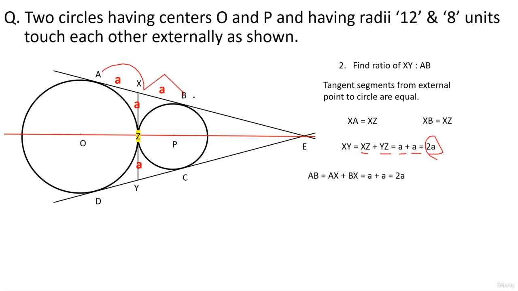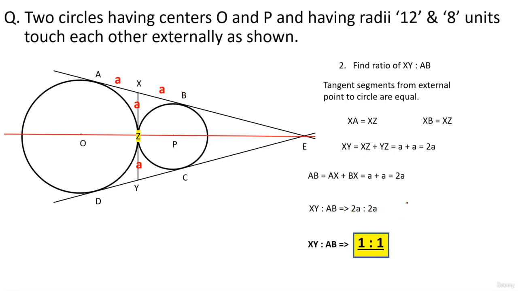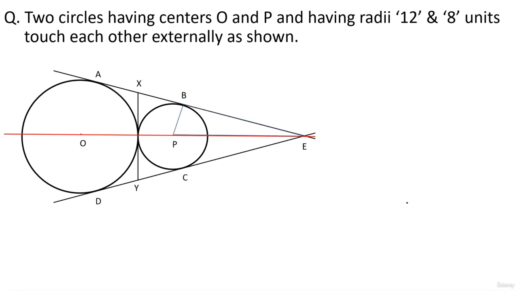AB will be AX plus BX, which are nothing but A and A. When you add them you get 2A. So guys, XY is to AB will be 2A is to 2A, which is nothing but 1 is to 1. That's the required answer. Very simple. All right guys, so with that we go on to the next question.